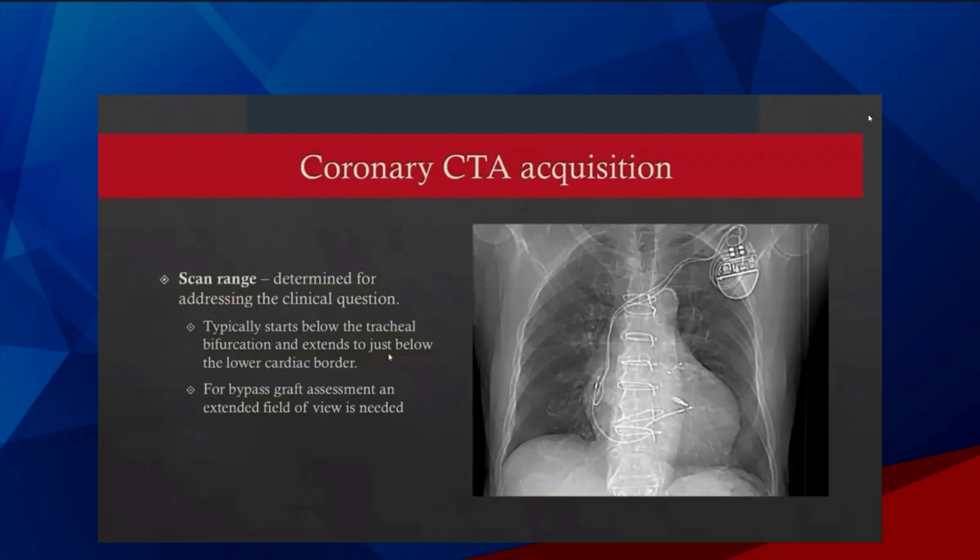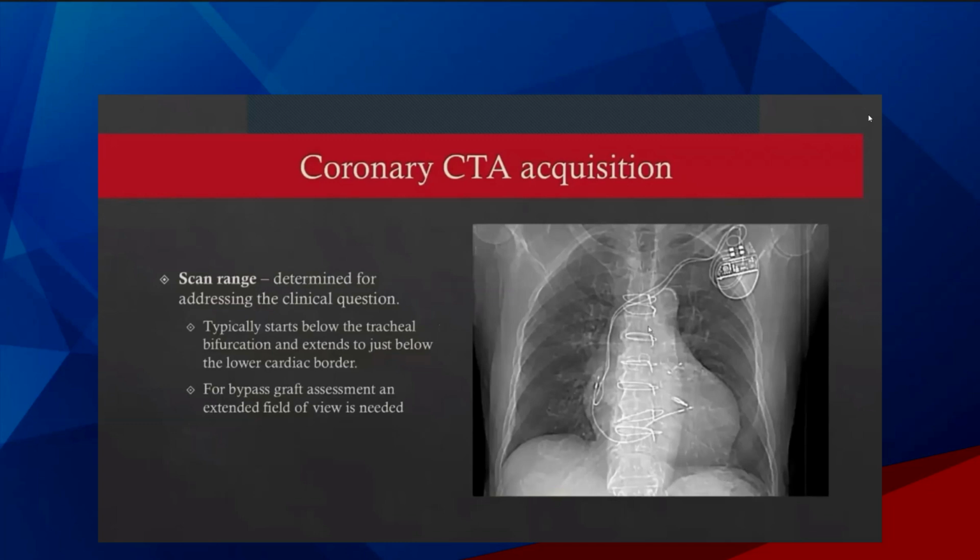For CT acquisition, we generally start below the tracheal bifurcation and extend below the lower cardiac border. So on this scout image, the tracheal bifurcation is about here, and the lower margin of the heart, the lower cardiac border, is here. So you want to make sure there's no clipping of the anatomy.